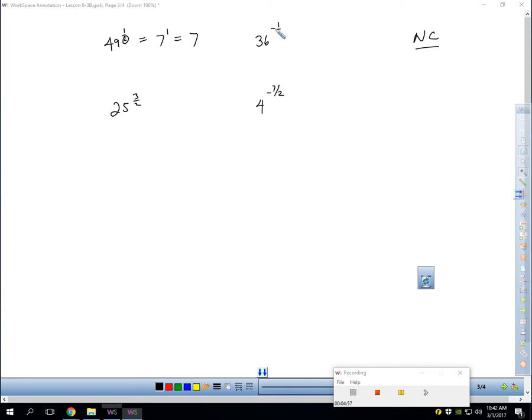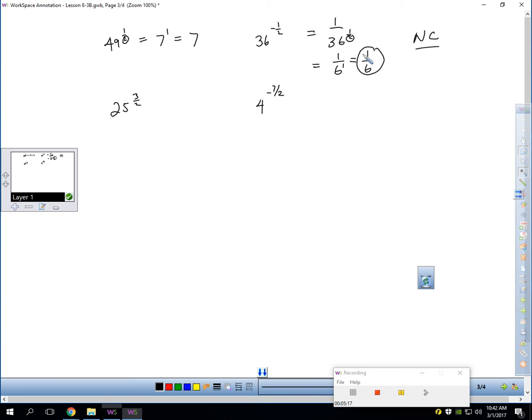In this one, the negative exponent means move 36 to the denominator and half power it down there. Well, the square root of 36 is 6, and then the first power of 6 is 6. You ought to be getting 1/6 for this. Here, 25 to the 3/2 power. The square root of 25 is 5, but then I have a third power. 5 times 5 times 5, that's 125.